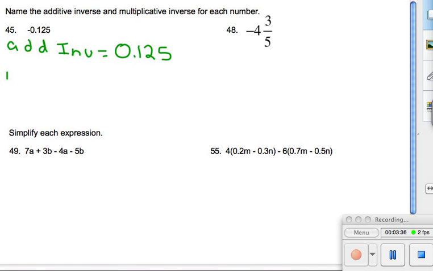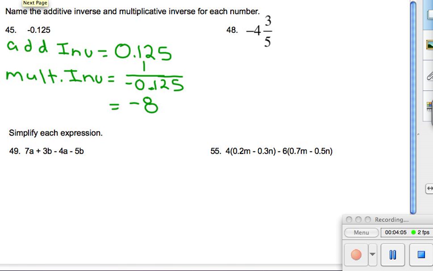The multiplicative inverse is what number can I multiply so I get a 1. It's always going to have the same sign, so I'm going to have 1 over a negative 0.125. And now as advanced algebra students, we shouldn't have fractions and decimals mixed together, so you've got to convert this. Take 1 divided by the 0.125, don't lose the negative sign, you get a negative 8.